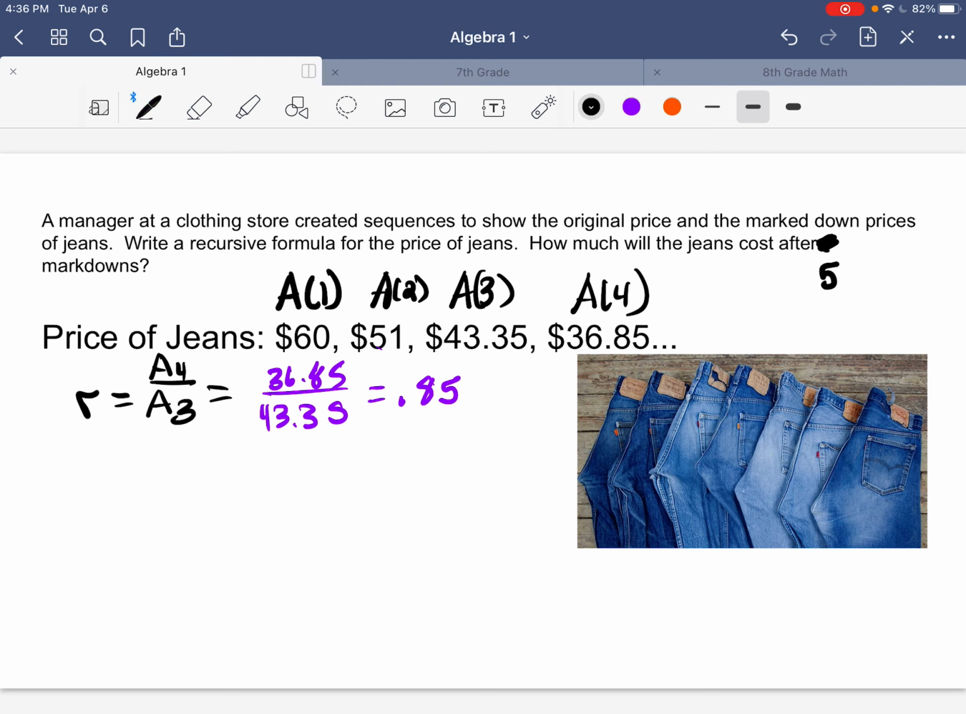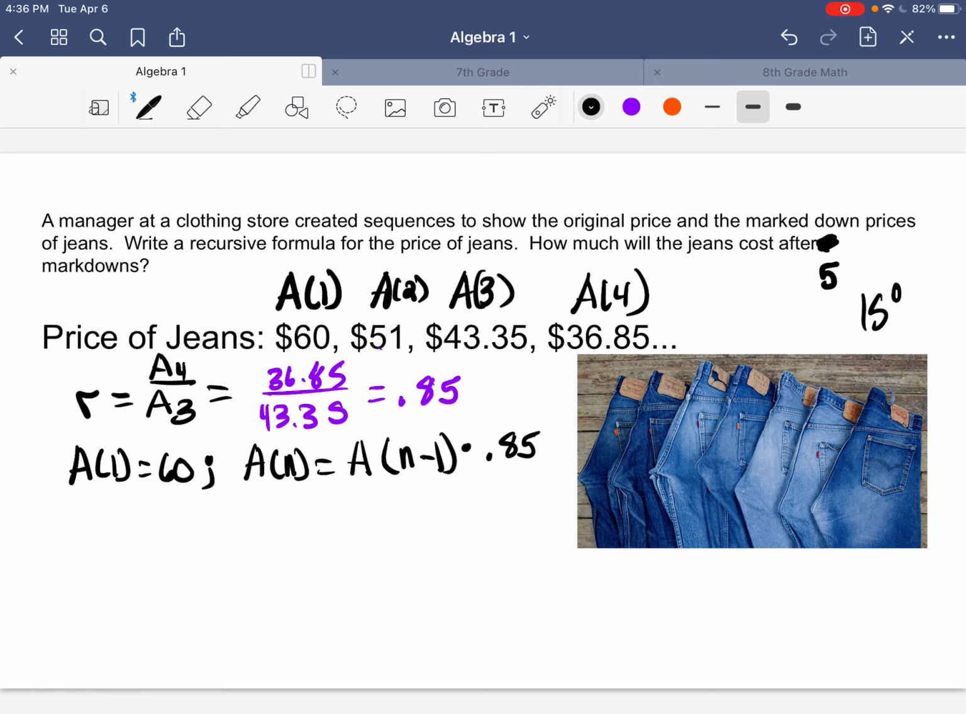Now to write the recursive formula, we would say the initial value is 60. And therefore, A sub n equals A sub n minus 1 times 0.85. Now think about if we multiply by 0.85, are we increasing or decreasing? Obviously, we're decreasing. So I'm going to ask you this: what percent are we taking off every time we apply the formula? You said 15%. You were right.